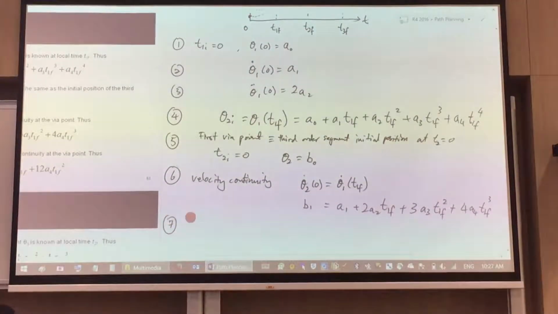Seventh boundary condition. We look at your acceleration continuity.